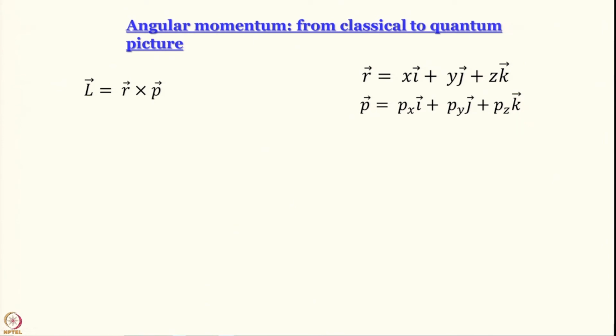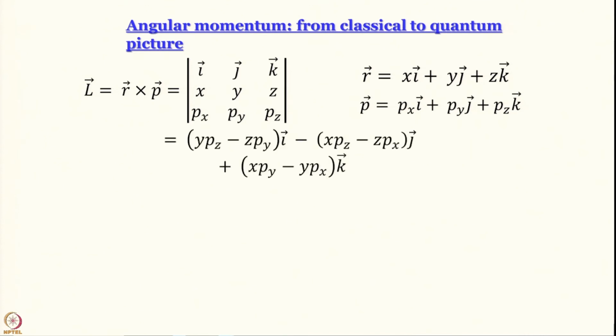Now when you take a cross product, then what happens? You can write it as a determinant, i j k in the first row, x y z as the second row and px, py, pz as the third row. What is the consequence? You get something like this. i multiplied by ypz minus zpy, j multiplied by xpz minus zpx, well there is a minus sign before that, k multiplied by xpy minus ypx. Remember px, py, pz these are operators, in fact x, y, z are also operators.